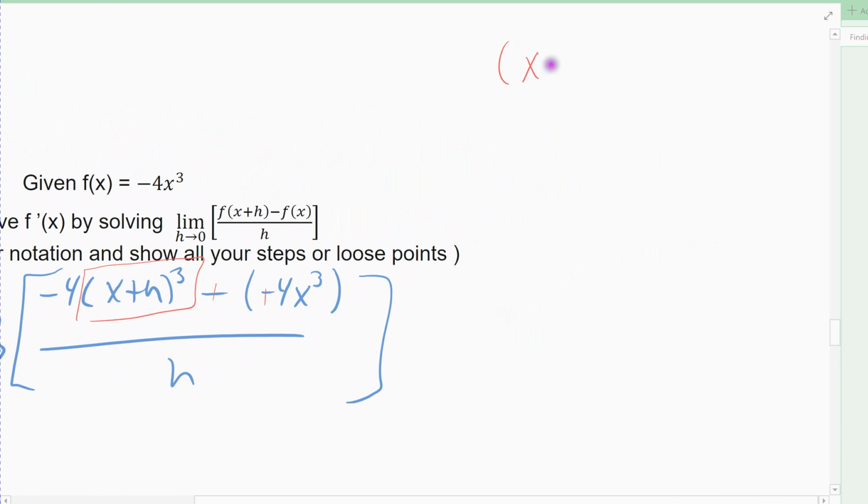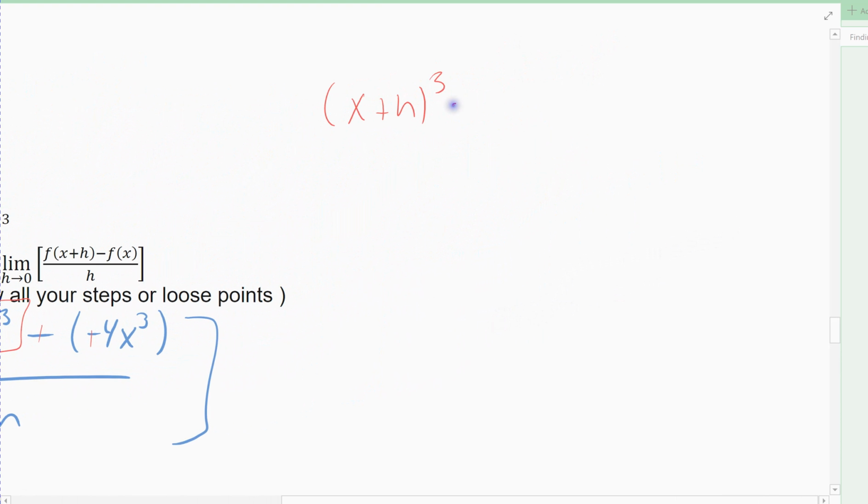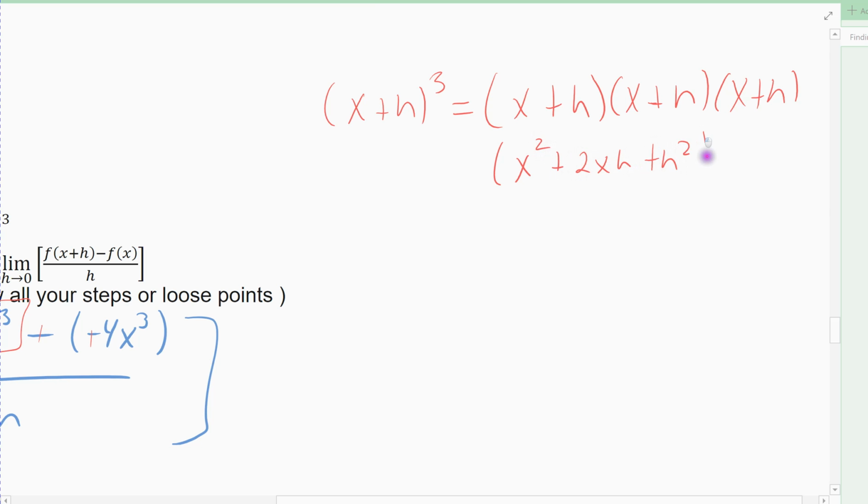So x plus h cubed. You can either remember this or look it up. But remember, this really means x plus h times x plus h times another x plus h. There's a little more to this than the square. So the first thing is I'm going to multiply two of them out. This would be the square term, and so x squared plus 2xh plus h squared times x plus h.